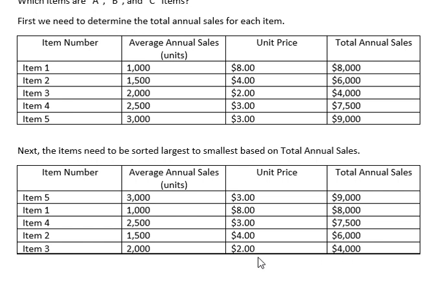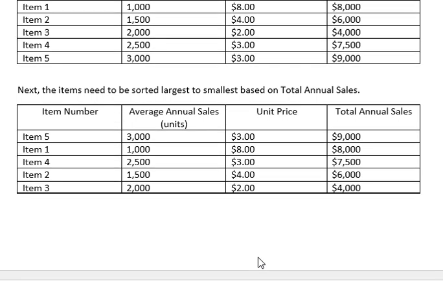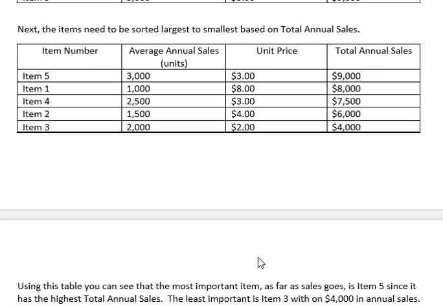That means if you're going to segregate these now into A, B, and C, as we mentioned before, if we have 20% A items, that means we're only going to choose one item as A. So item 5 would be my A. We're going to choose one to be my B item. That means item 1 would be my B item. And then items 4, 2, and 3 would be my C items.